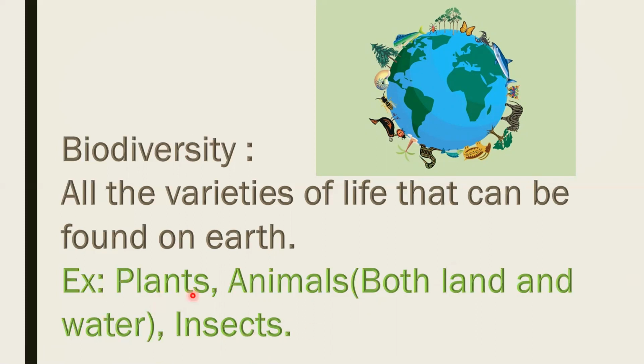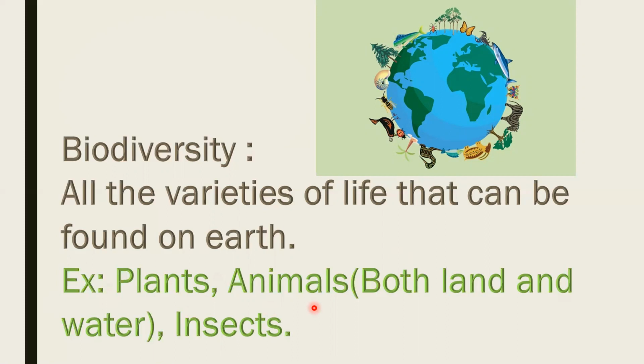And of course, insects like earthworms, cockroaches, whatnot, all small insects, they are also biodiversity, right? So all the varieties of life that can be found on earth. You also have to write the example. Now pause the video and write the meaning of biodiversity and also the examples. Great, I hope you have written this also.